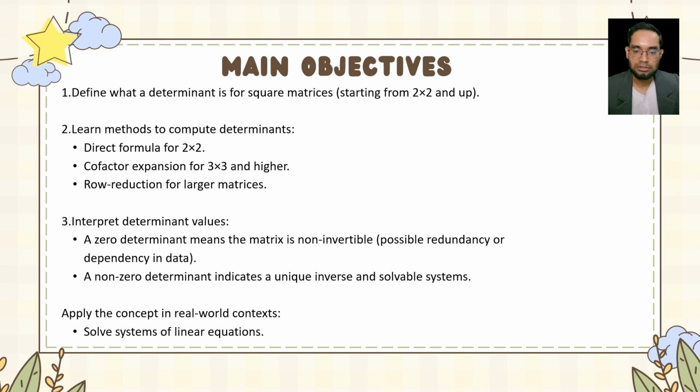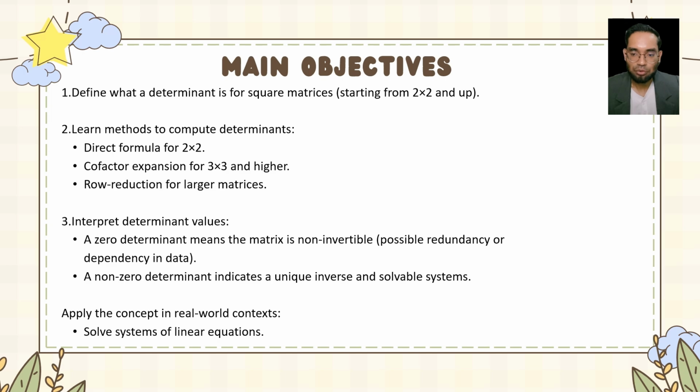Next, we will interpret determinant values. A zero determinant means the matrix is non-invertible, and a non-zero determinant indicates a unique inverse and solvable systems. We will see why zero versus non-zero matters for invertibility and solution uniqueness. Finally, we will apply the concept in a real-world context to demonstrate these applications. These objectives will guide us to the introduction.